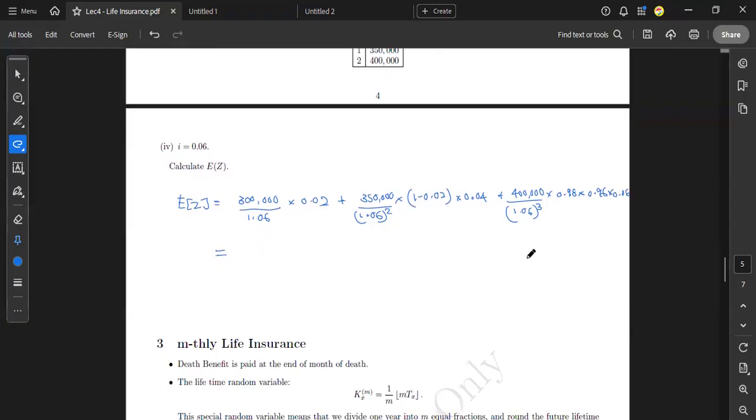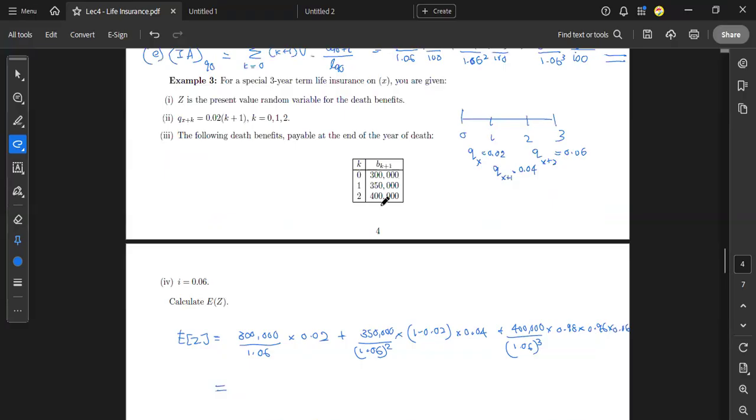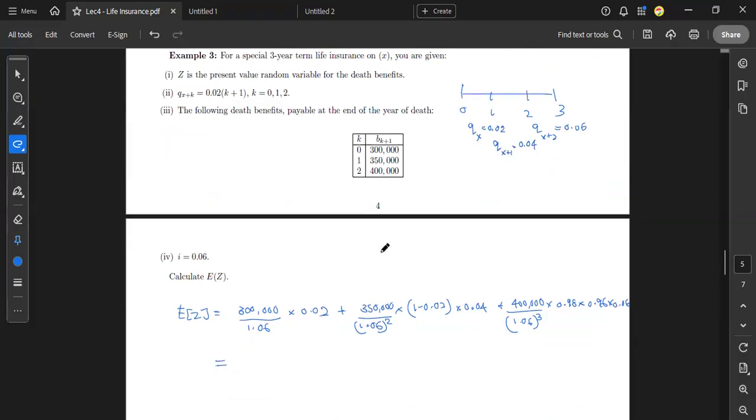For this Z, the random variable of this benefit payment scheme. So now you can see at some point, for these special cases, we cannot use that equation directly for the level benefit payment. So the level benefit payment equations are useful when we are dealing with the standard life table. But in here, the special case, they have given the death probability and the benefit function as well.